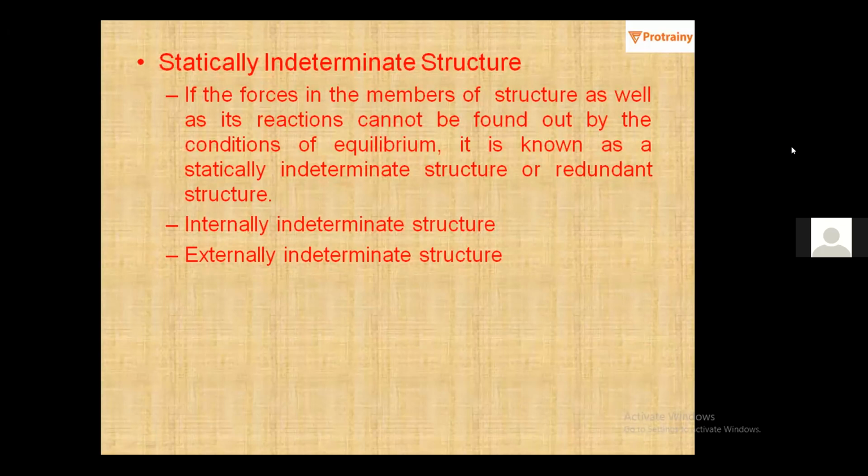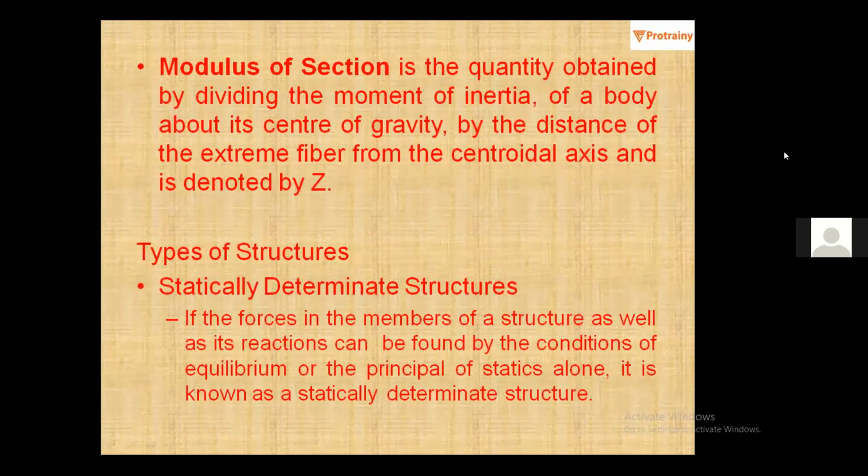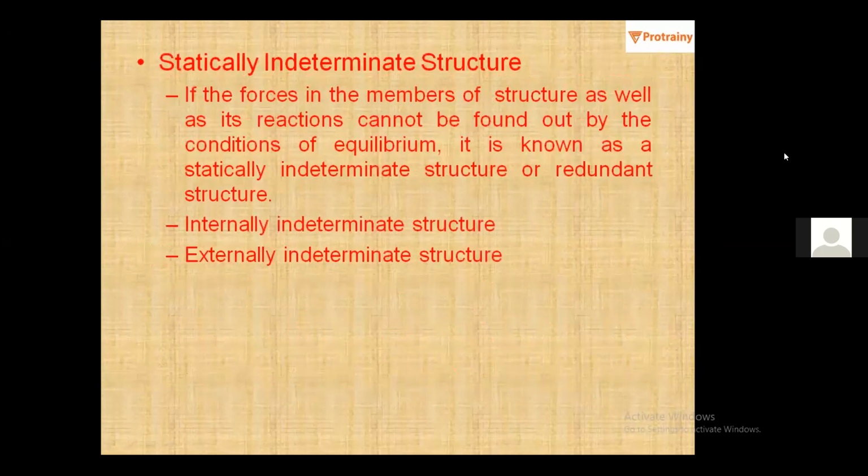Now, this statically indeterminate structure is again divided into internally indeterminate structure and externally indeterminate structure. Okay? These are the types of structure. First is the statically determinate structure, जो कि you can say is an idealization of the structure, right? In practice, it's very hard to find statically determinate structures, right? So most of them are statically indeterminate structures.